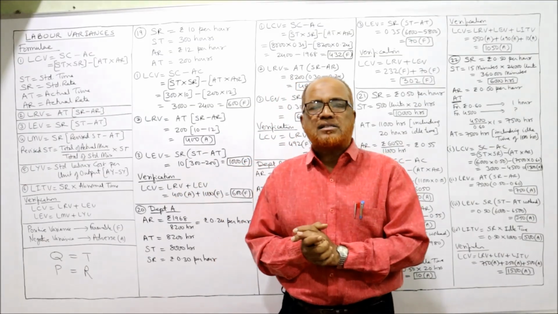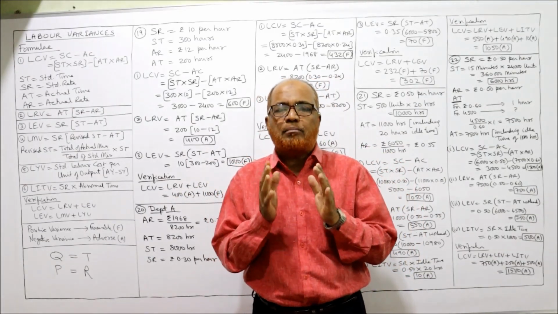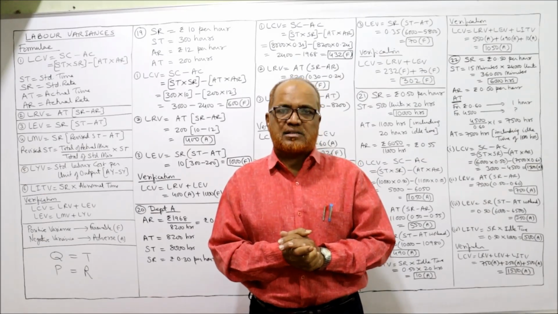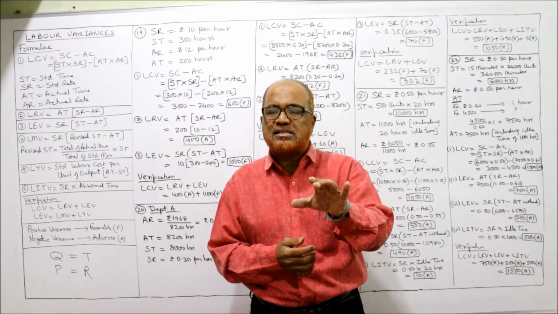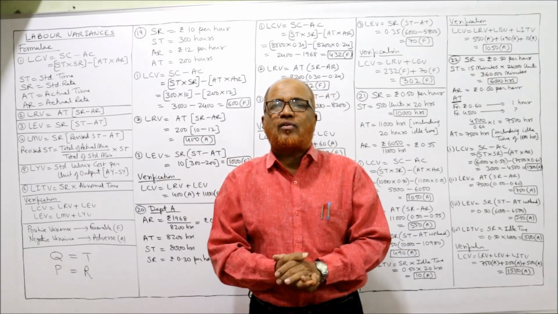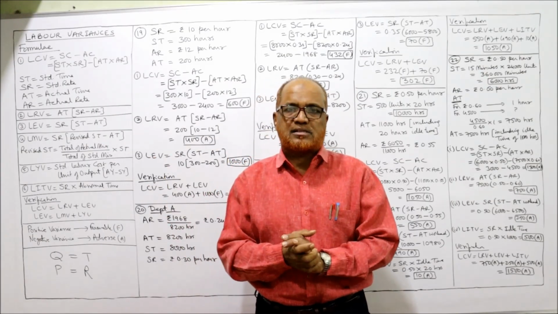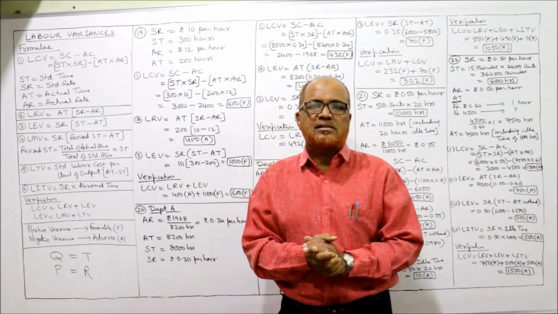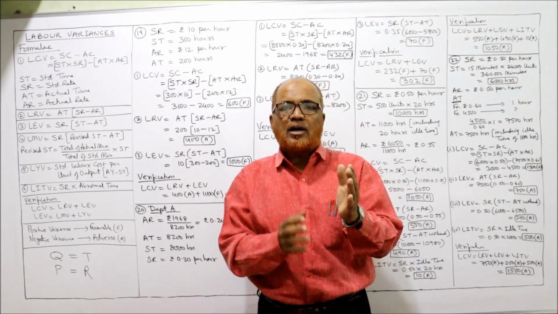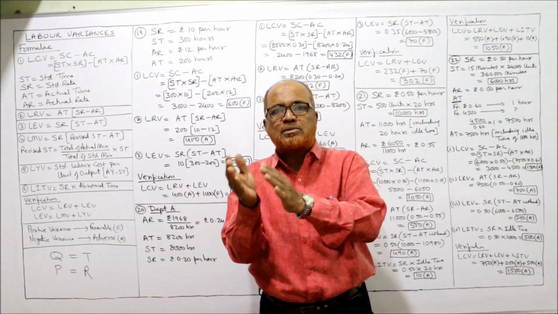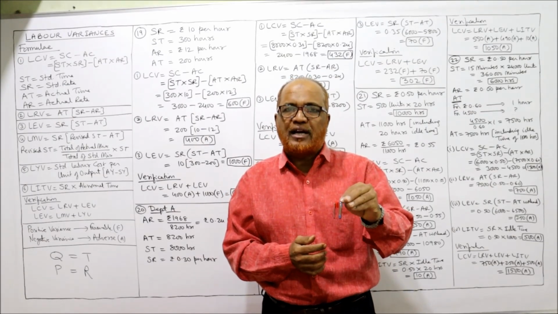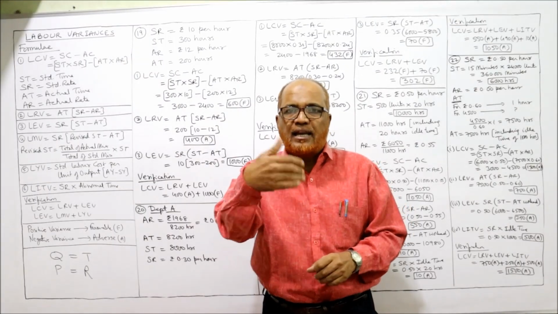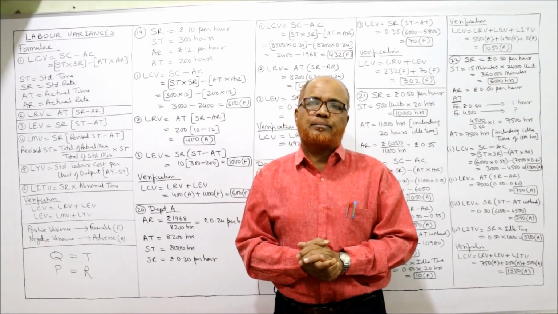Now labor variances, the formulas are very much similar to material variances. So if you remember the formulas of material variances, easily you can transform the formula into labor variances. The only difference is you have to change the quantity, which should be replaced by time, because material will be measured in terms of quantity, whereas labor will be paid according to time.